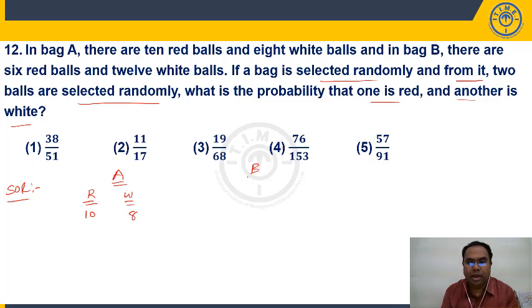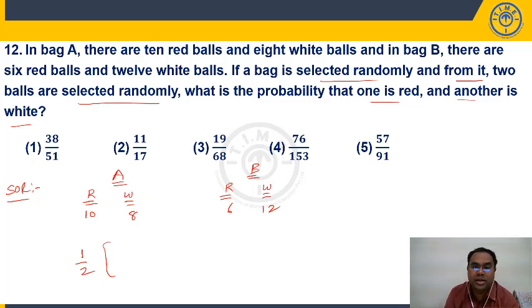If you take bag B, how many are red? 6 balls are red. How many are white? 12 balls. First, a bag is selected randomly. From 2 bags, how will you select one bag randomly? Probability is 1 by 2. Out of 2 bags, you have to select one bag. Again, from this you are selecting 2 balls at random. What is the probability that one is red, other is white?